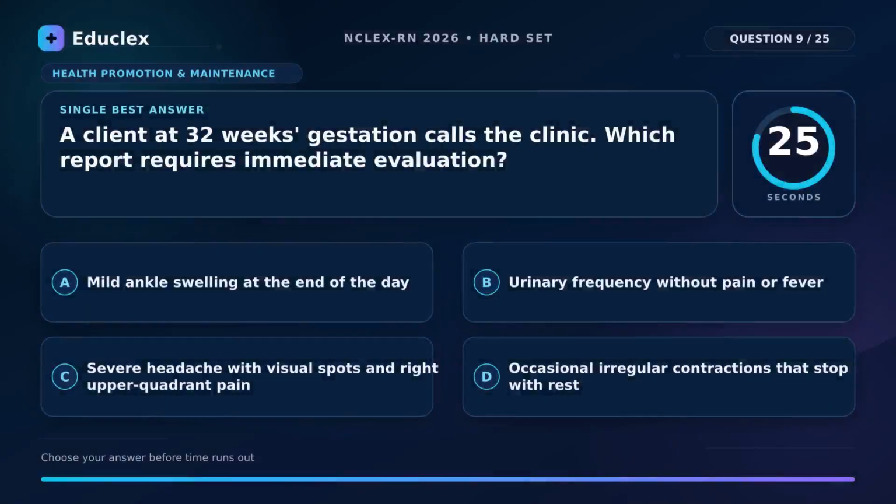Question 9. A client at 32 weeks gestation calls the clinic. Which report requires immediate evaluation? Here are the options. Option A. Mild ankle swelling at the end of the day. Option B. Urinary frequency without pain or fever. Option C. Severe headache with visual spots and right upper quadrant pain. Option D. Occasional irregular contractions that stop with rest. Your 25-second thinking time starts now.